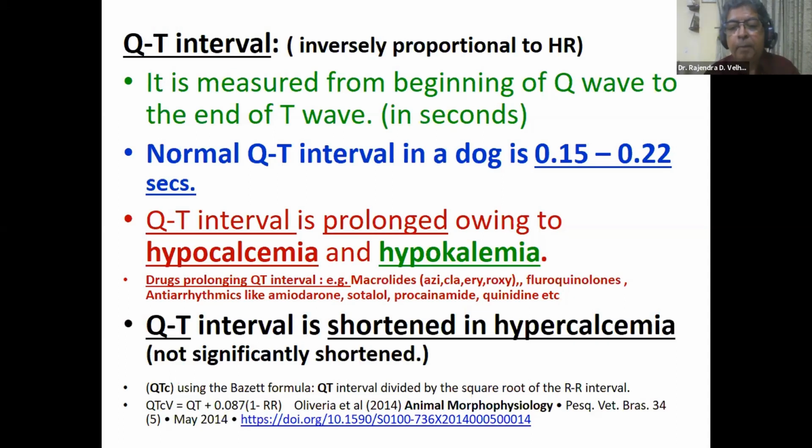Bazett's formula: the corrected QT interval is the observed QT interval divided by the square root of the RR interval. Now in veterinary medicine also, Oliveira et al., in 2014, studied the QT interval and suggested a formula for heart rates of 100 beats per minute for dogs.